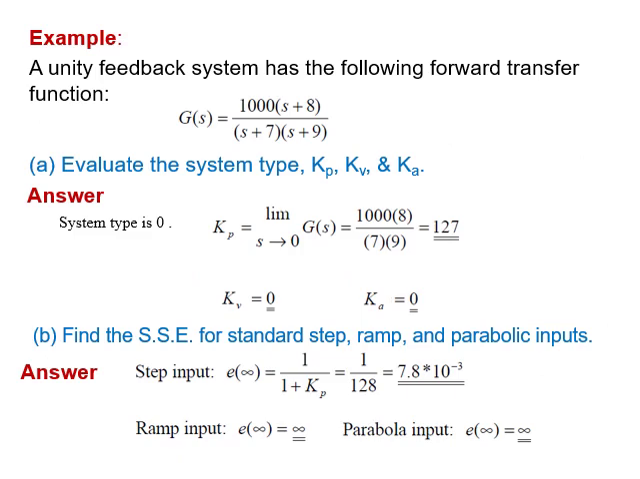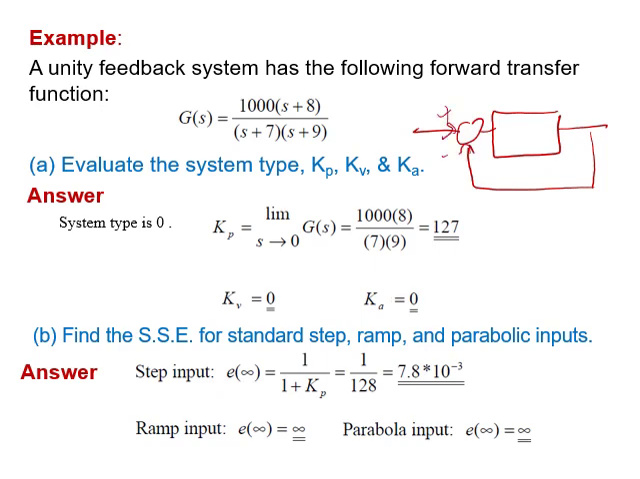Okay, let us consider this example. In this example, he's saying a unity feedback system has the following forward transfer function, G(s) equal to so and so. I want you to get clear about the question. Let's look at the system first of all. The system is something like this. This is the system which is called a unity feedback system, with this being plus and this being minus.